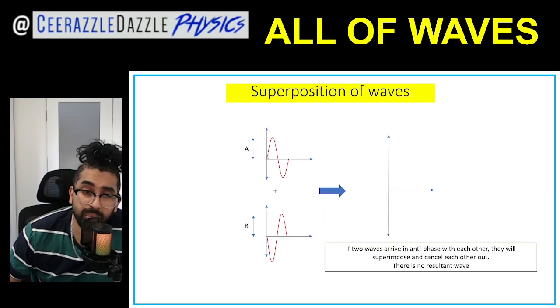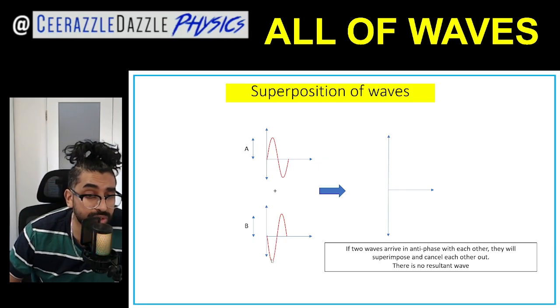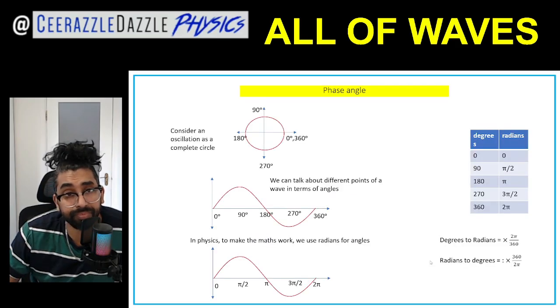And obviously, what happens if they are arriving in antiphase here? So this wave, let's say we were to add these two together, what would happen? Well, obviously this peak will cancel out with this trough, and this trough will cancel out with this peak. So these two waves, when they add, cancel each other out. So if two waves arrive in antiphase with each other, they will superimpose and cancel each other out. There is no resultant wave in this case.